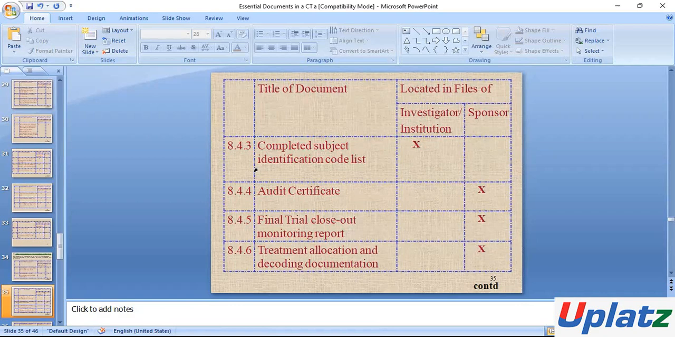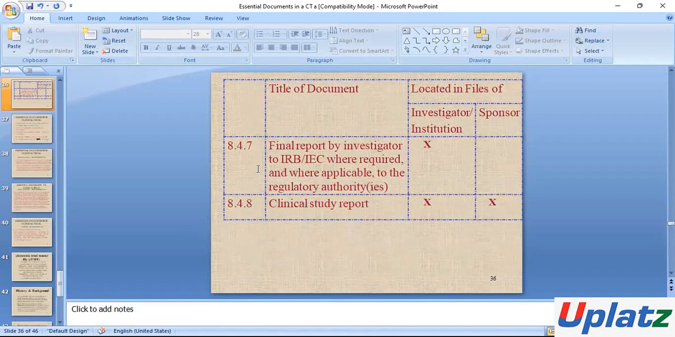Treatment allocation and decoding documentation. So once a blinded trial is completed, okay, or the trial is terminated, unblinding has to be done, and how the unblinding is going to be done and how the treatment was allocated will be recorded in decoding documentation, and that has to be uploaded after a trial is completed. Next is final report by IRB and then clinical study report. So clinical study report will be the last document which will be uploaded. Okay.